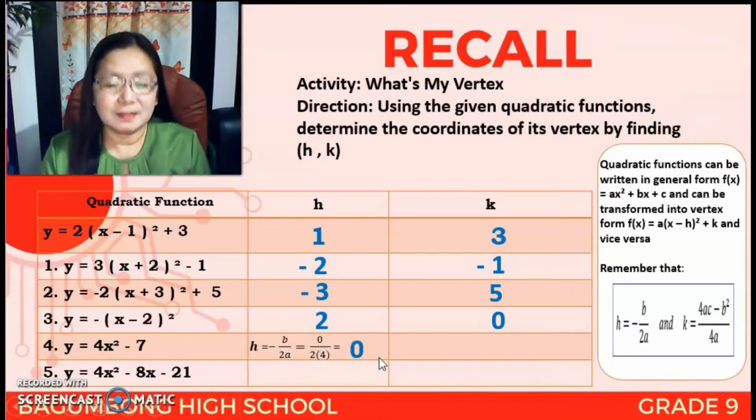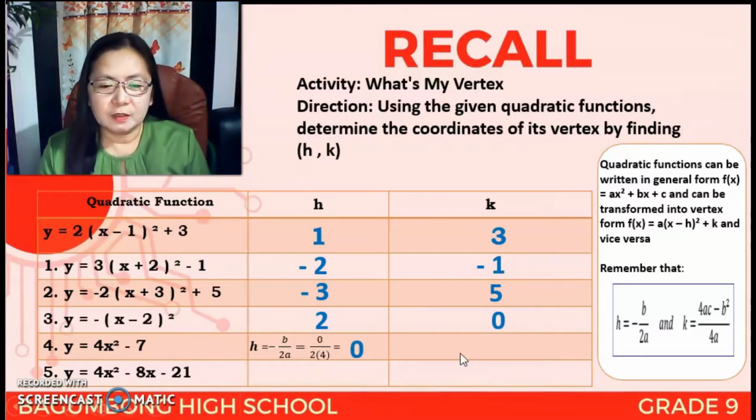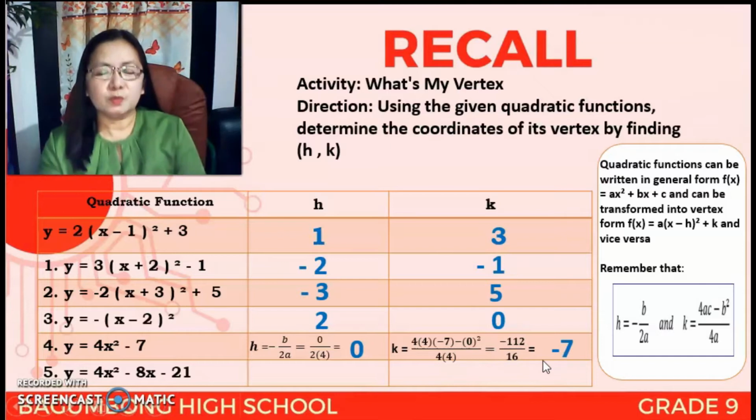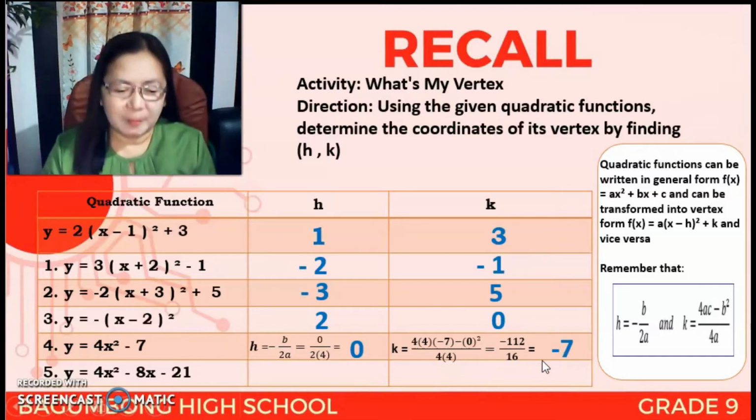So H is 0. And for K, you can also use the formula for K, which is 4 times A, which is 4, times C, which is negative 7, minus B squared, B is 0, divided by 4 times A, which is 4. Simplify both numerator and denominator. This is negative 112 divided by 16, which is equal to negative 7.